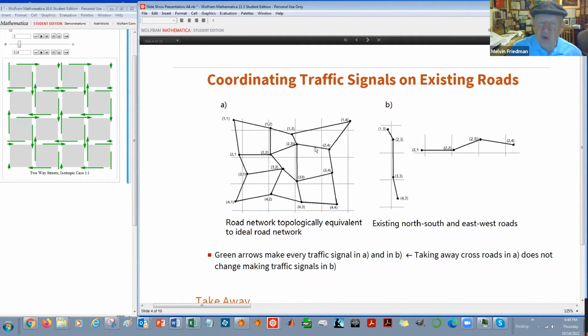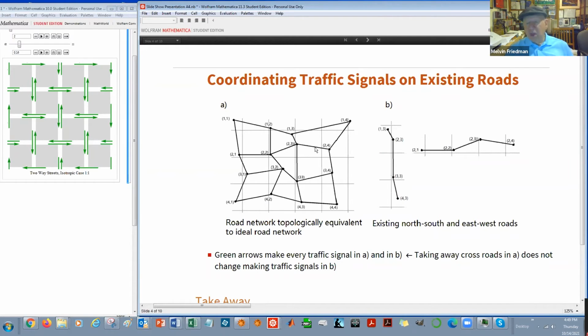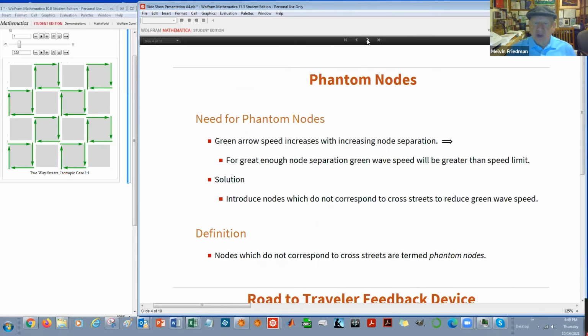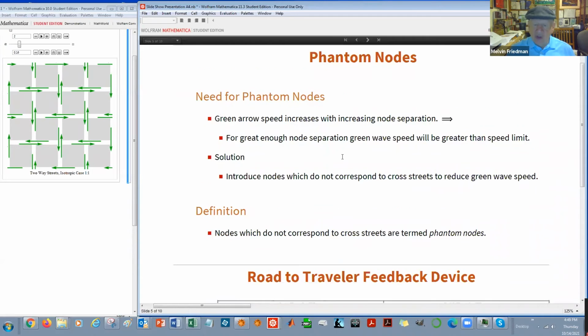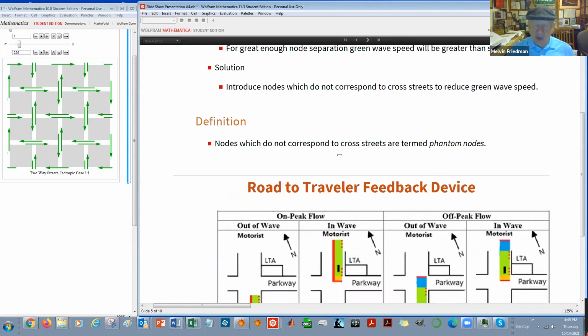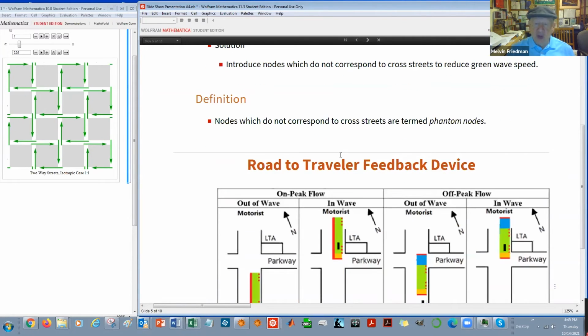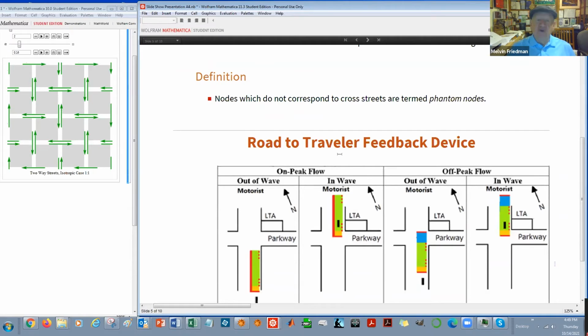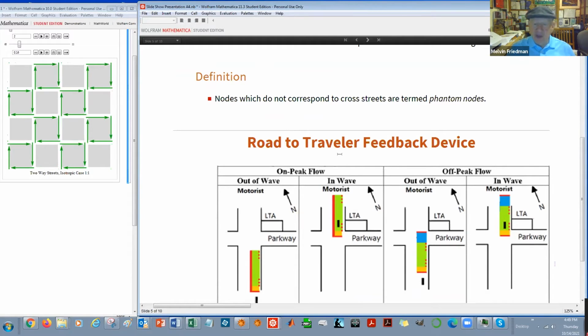Corresponding to this point. So essentially, you put in nodes to slow down the green waves because otherwise the green waves will go too fast for the vehicles to keep up with, or either that or they'll violate the speed limit.